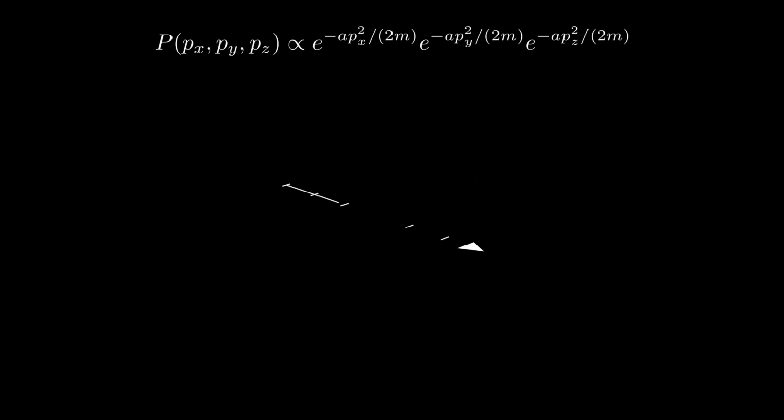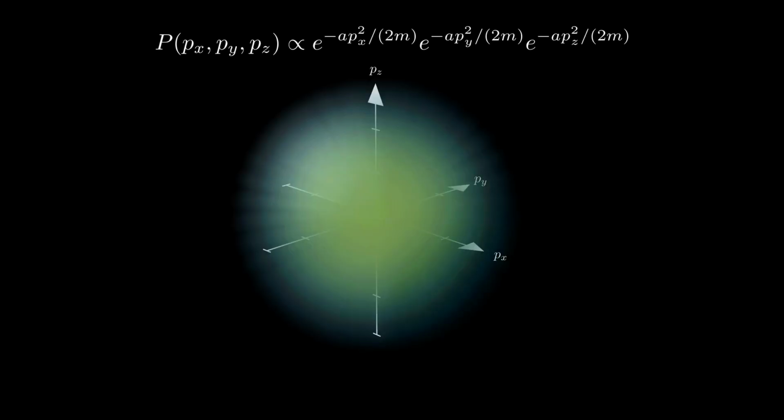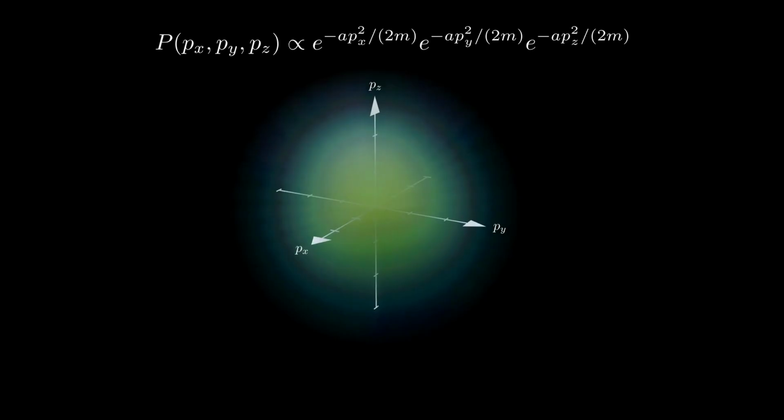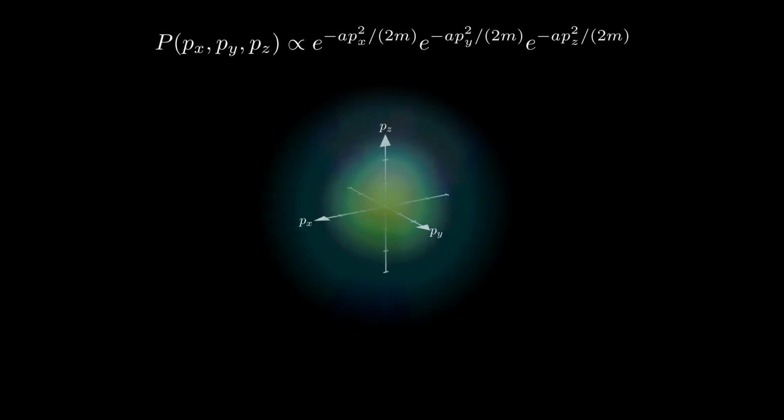So let's take a look at what this probability distribution actually looks like. If we create a px, py, and pz axis and plot the probability distribution on these axes, you can see that the smaller the momentum, the higher the probability density, and this probability density decreases as the momentum increases.